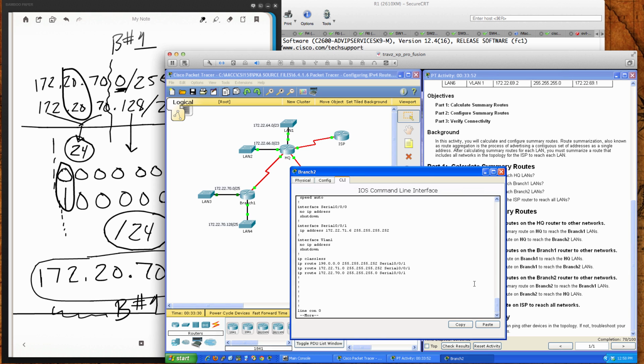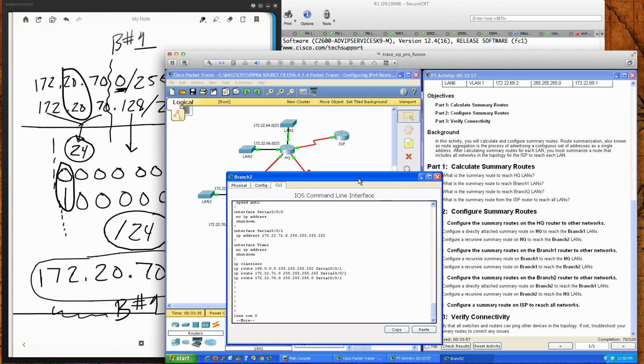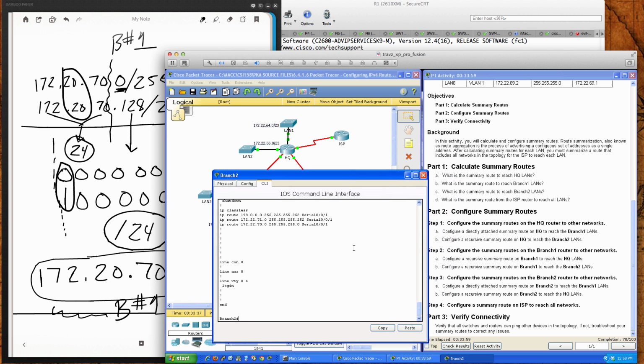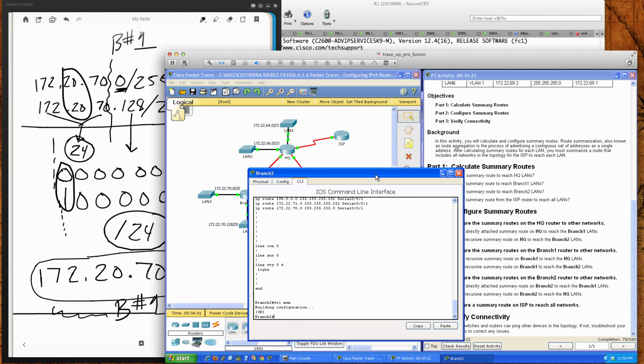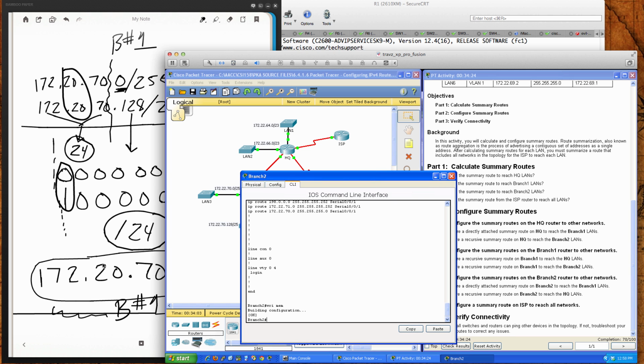I believe we have one more to create. So there are the two that we've created. One more router to touch, that is. So again, save the config. Okay, and I did the recursive. So configure a recursive summary route on branch 1 to reach branch 2. We did that. So directly attached on branch 2 to reach branch 1, right? Configure a recursive summary. So we'll pull this back up on branch 2 to reach the headquarters LAN.